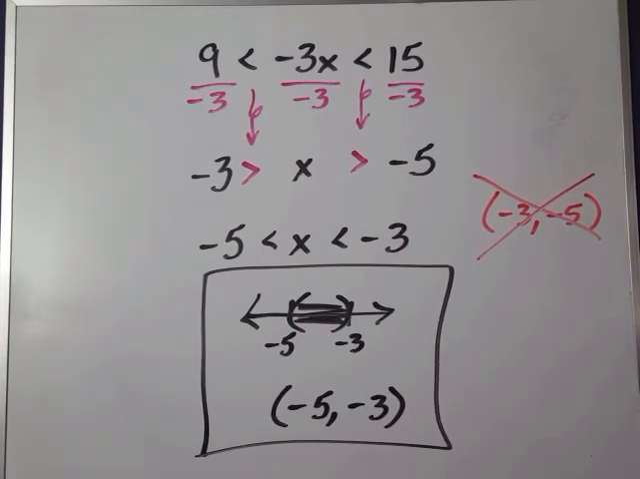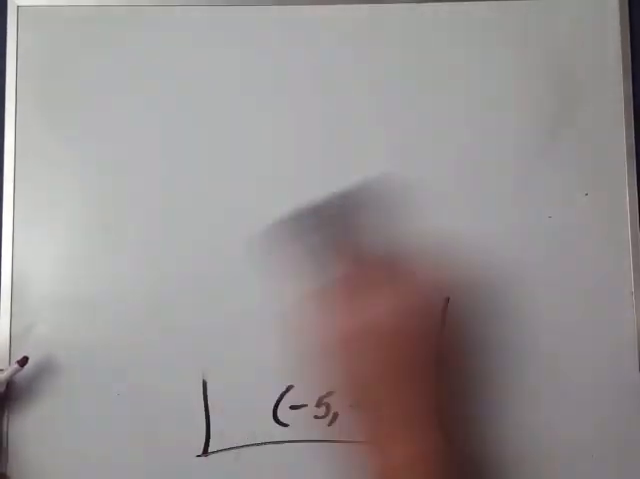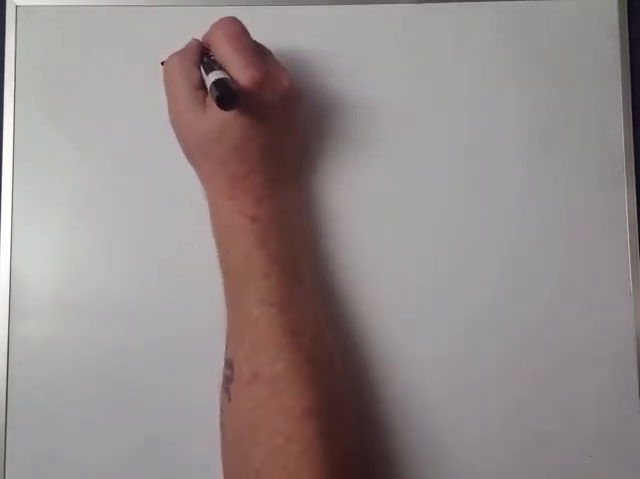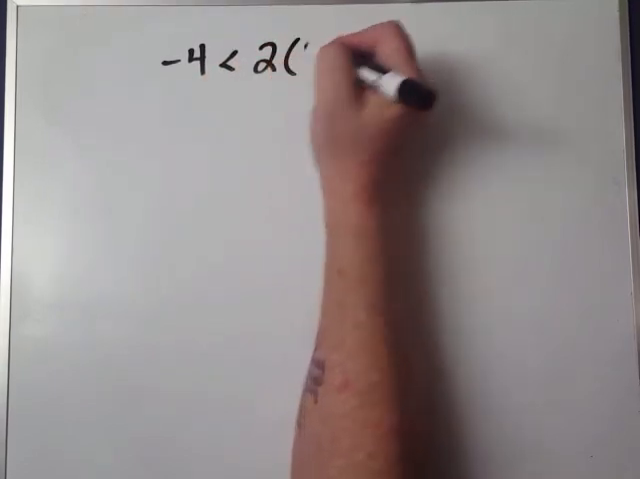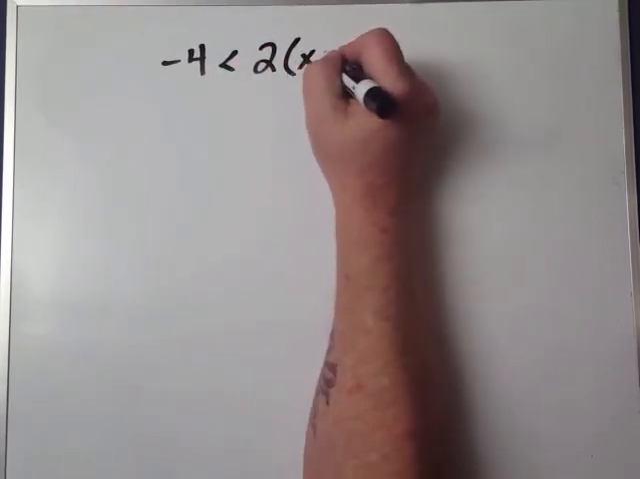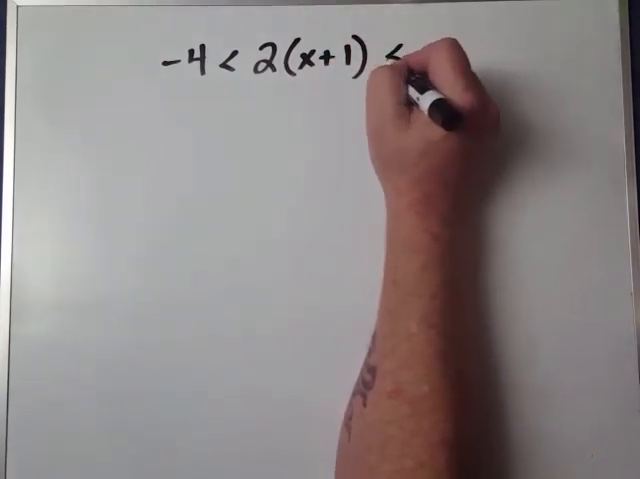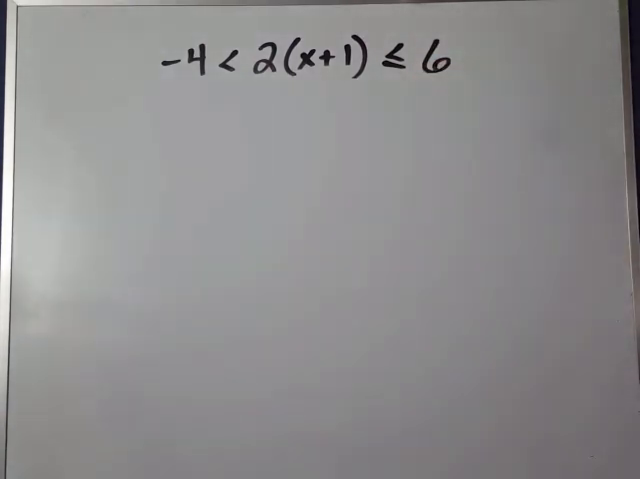All right. Let's have a look at number 110. Solving inequalities is just like solving equations, with one exception. If I multiply or divide by a negative number, I must switch the sense of my inequalities.